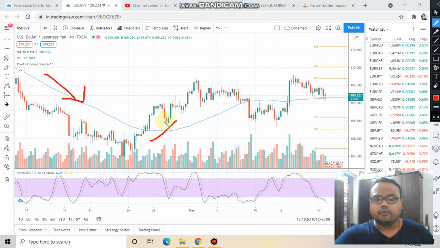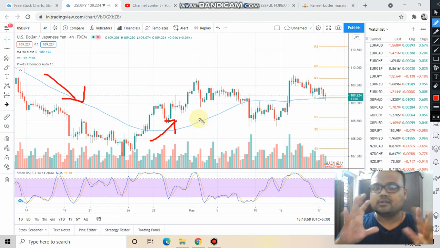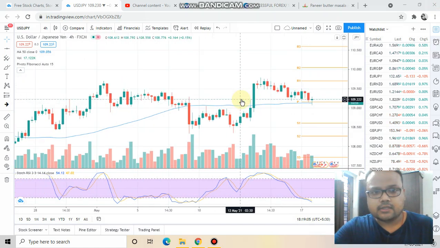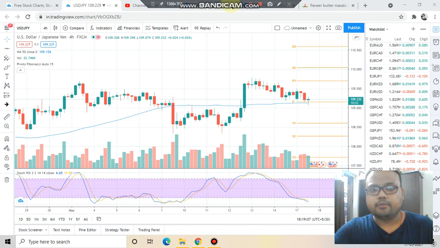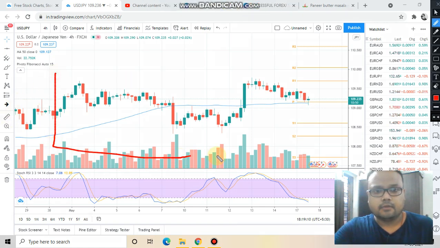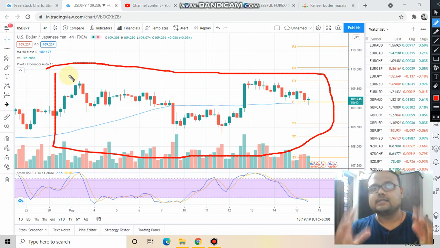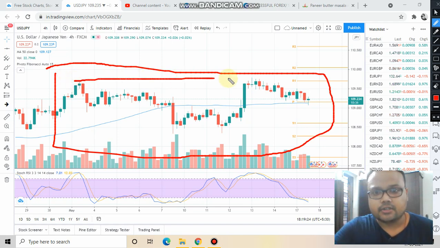After that, the market started moving upward, and then the market went into a sideways pattern. If we just concentrate on this particular portion, forget about the uptrend and the downtrend, and focus on this portion, what do you see? We can easily see that the market is not having any particular trend. The market is in a tight range here.